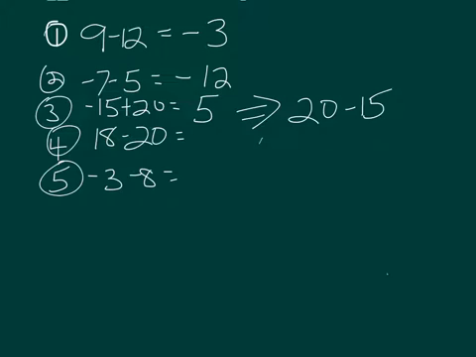18 minus 20. Keep the sign of the larger number, the negative 20, so we'll keep negative. 20 minus 18 is 2. And negative 3 minus 8, same signs, keep the sign, add the numbers. 3 plus 8, 11. Okay, so there are your answers for that. Hopefully you got those. If you're not sure, maybe have Mom make some problems up for you and you can do some additional practice, okay?